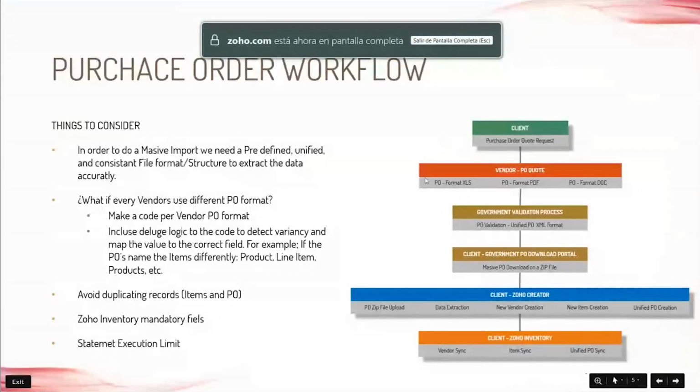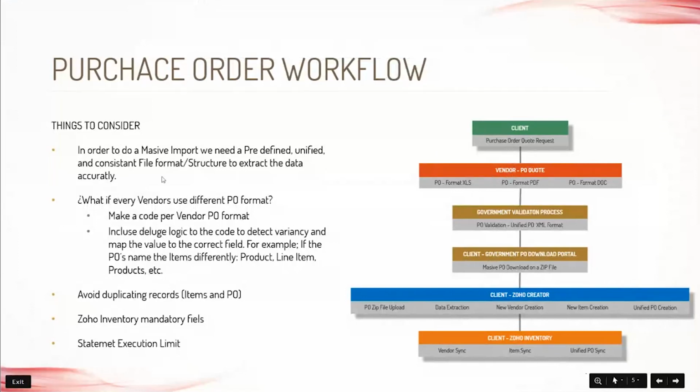And this is why we need Deluge and Creator, right? Because let's say, imagine that we have 3 providers. As we can see in the red box, vendor's PO code, we can have a provider that will send us their purchase order in an Excel file. Then we can have someone that will send it in a PDF. And then we might have someone that will send it in a doc file. So how can you unify and massify the import if you have different files, right?